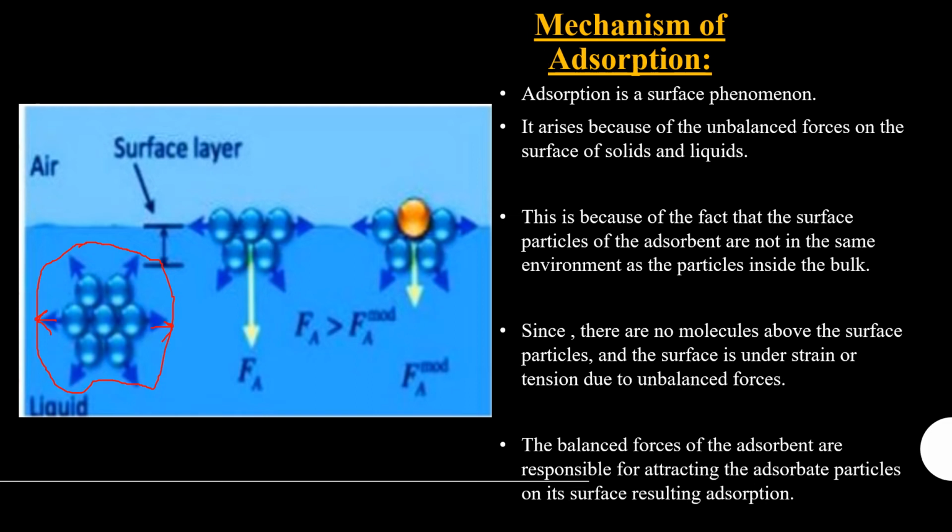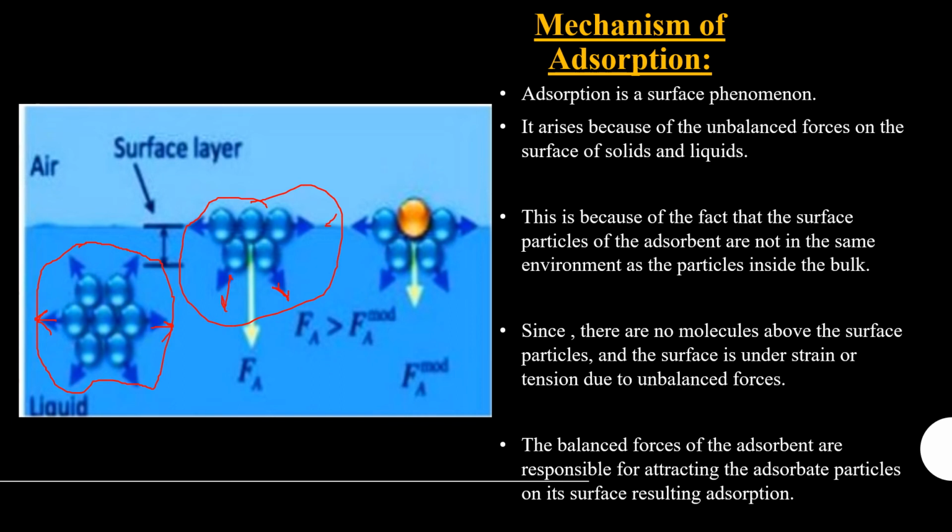But the molecules which are present on the surface here are not in a balanced form. Why? Because some forces are in the downward direction, some are in the side directions, but in the upper phase there are no forces present. So the molecules at the surface are not stable, they are not balanced, and due to instability, due to this unbalanced nature, they have very high energy.